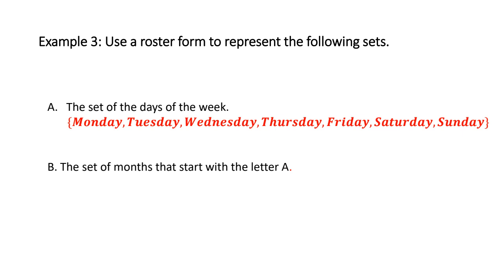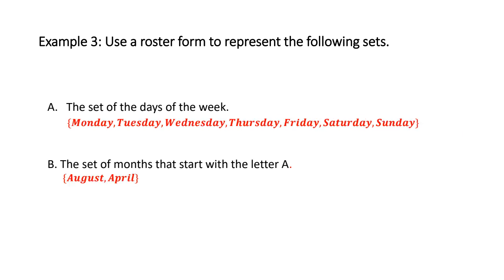The next one is the set of months that start with the letter A. These are the months of August and April. So this is a set that contains August and April, and it's only 2 elements because there are only 2 months that start with the letter A.